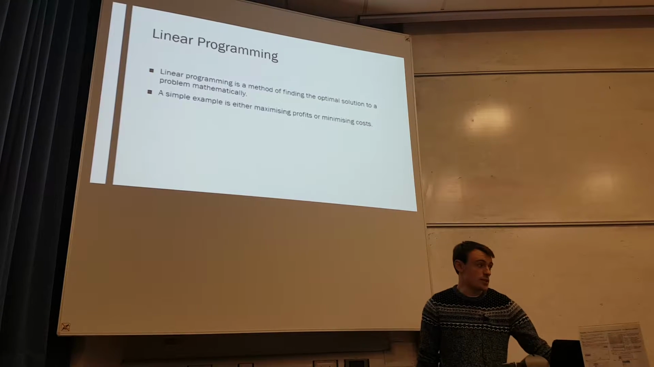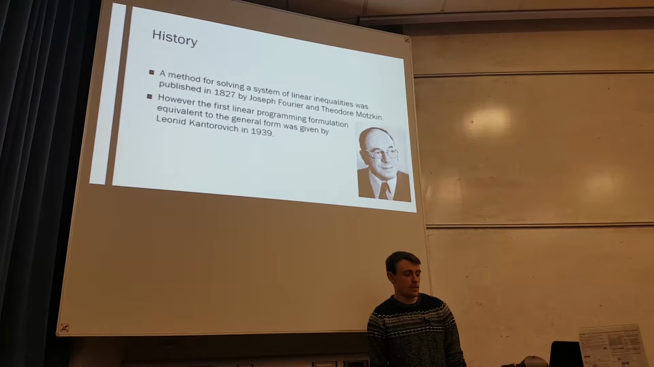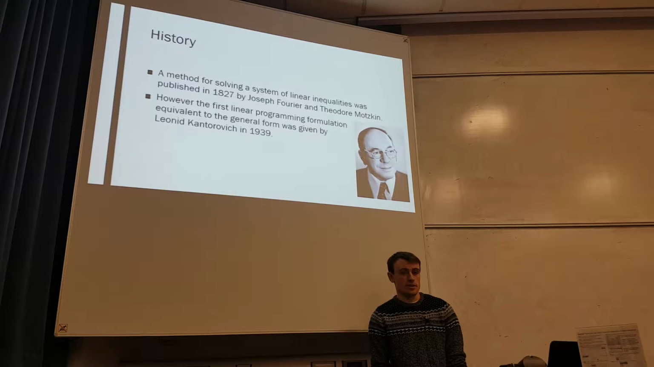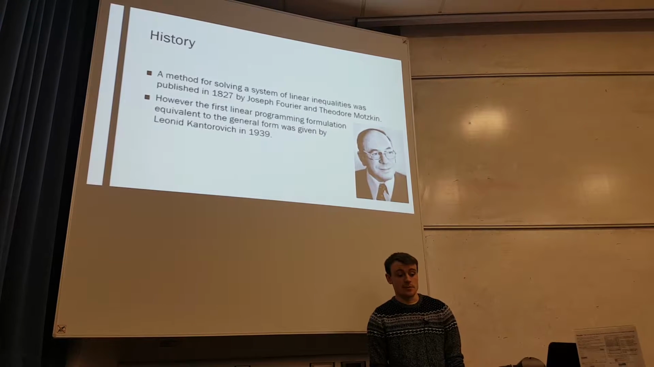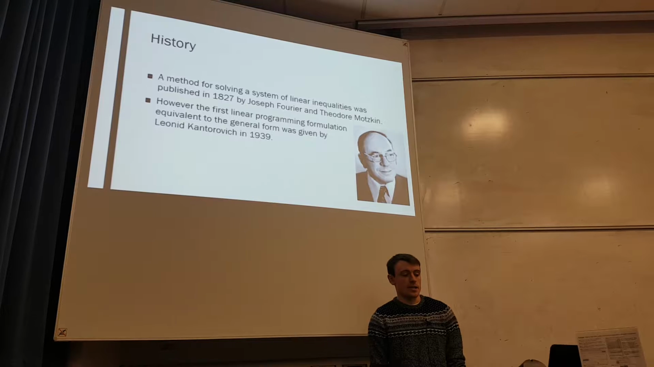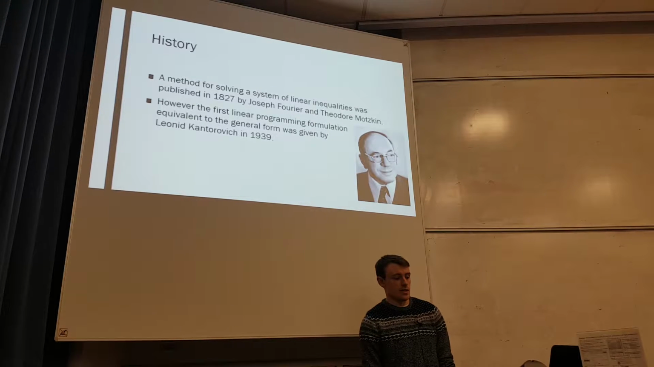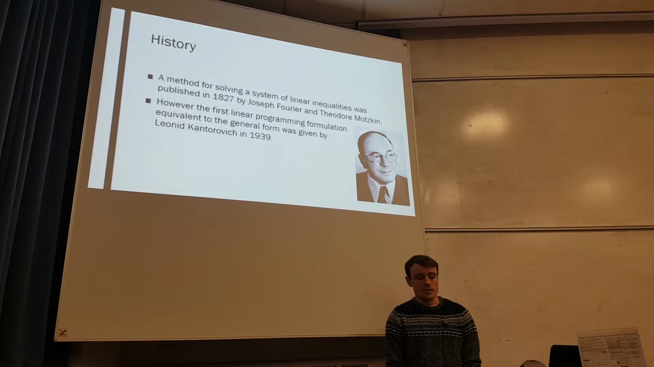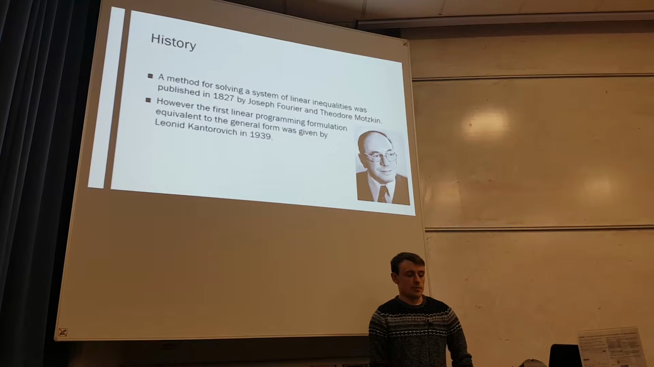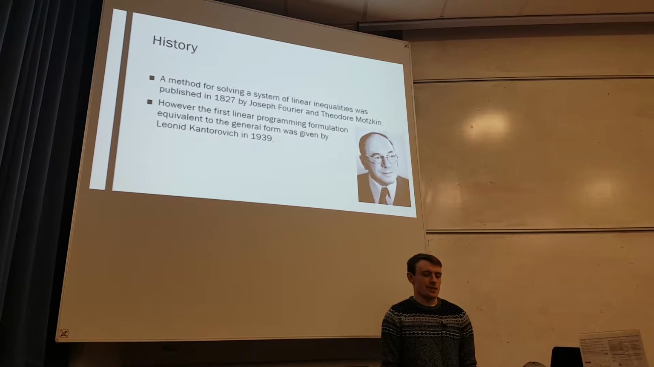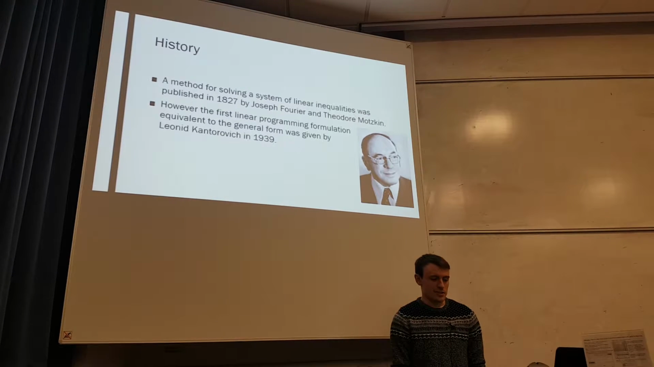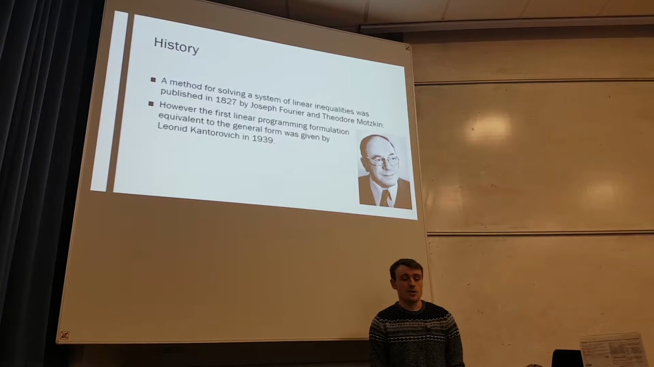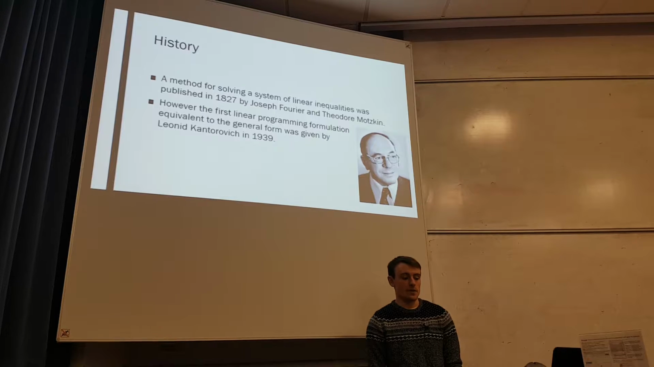So, the history of it. A method for solving a system of linear inequalities was published in 1827 by Joseph Fourier and Theodore Motzkin. However, the first linear programming formulation of a problem that is equivalent to the general linear programming problem was given by Leonid Kantorovich in 1939, who also proposed a method for solving it.